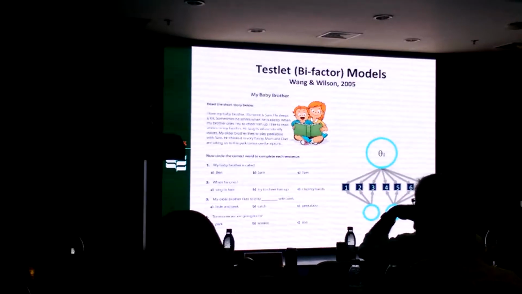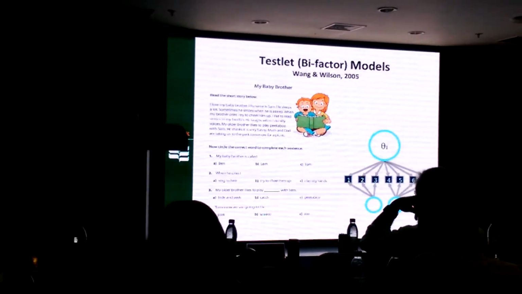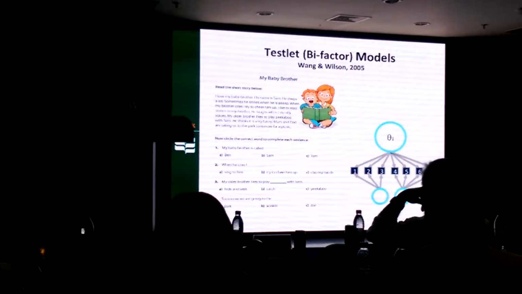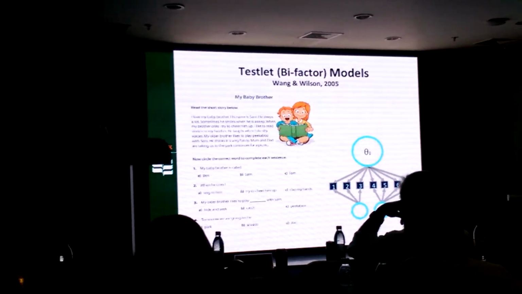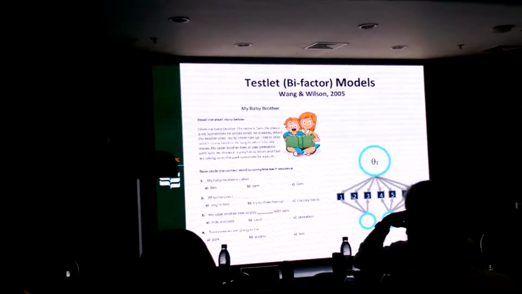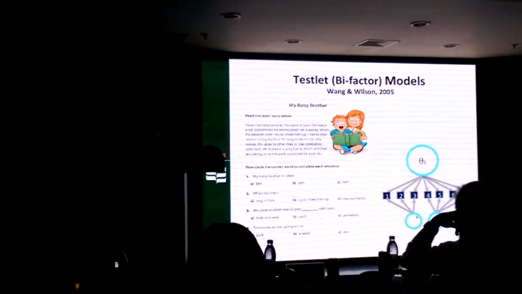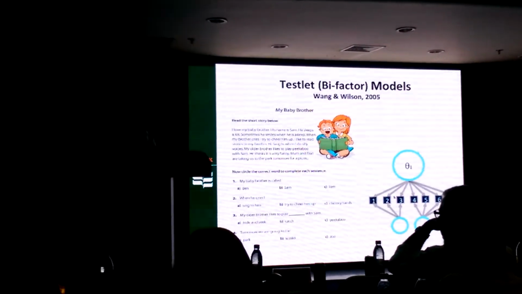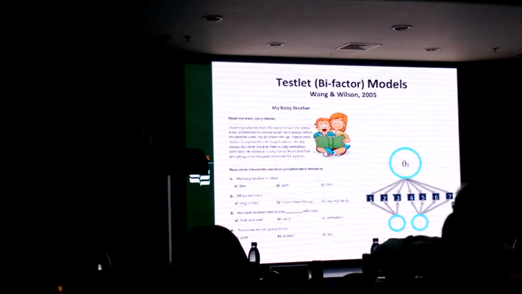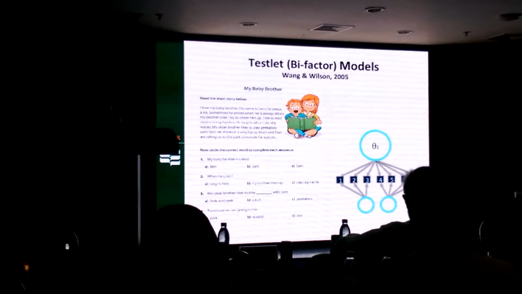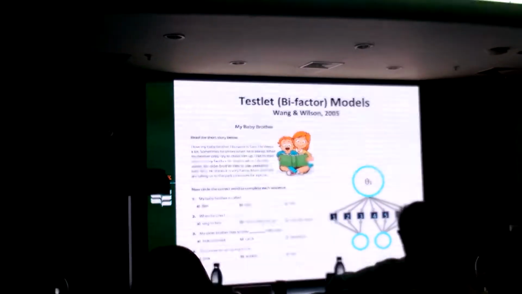Overall, all the items are designed to measure the latent trait, theta 1. Suppose that is language proficiency. And these three items belong to the same testlet. The topic could be, I don't know, perhaps something about sports. And these four items could be another reading passage about fashion design.